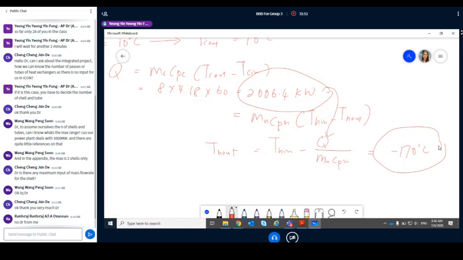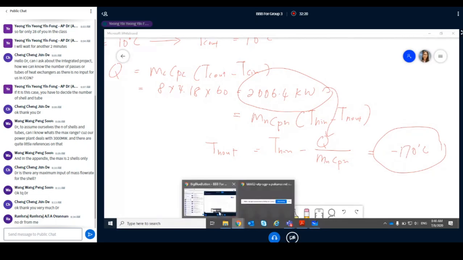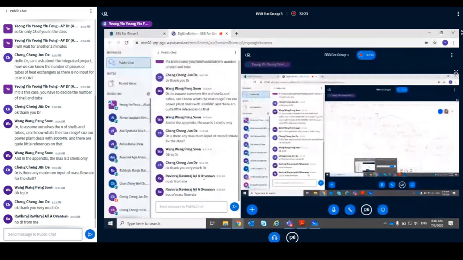If I want to heat up the cold stream from 10 degrees C to 70 degrees C, I need this huge amount of heat. If I need this huge amount of heat, you can see that TH out eventually will become minus 170 degrees C. Agree? Has any one of you proved this by substituting all the values in it? Has any one of you proved that it is minus 170 degrees C? Or are you all still proceeding with the calculations?